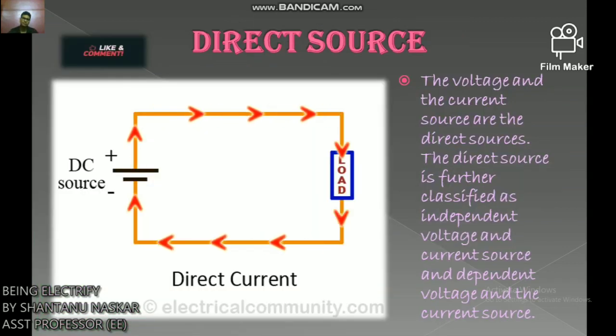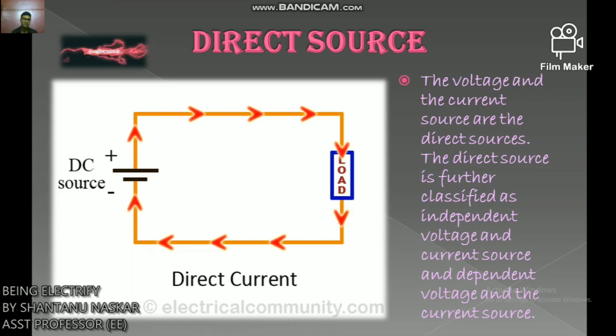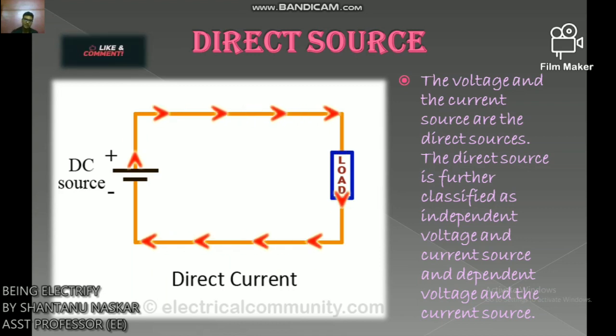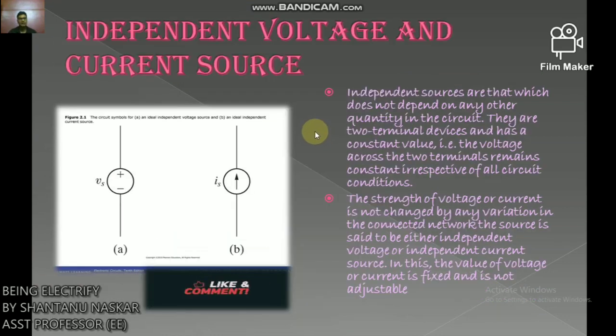Direct source: the voltage and the current are the direct sources. The direct sources are further classified as independent voltage and current source and dependent voltage and current source. So let's start the main things.